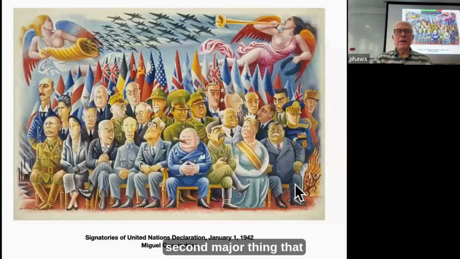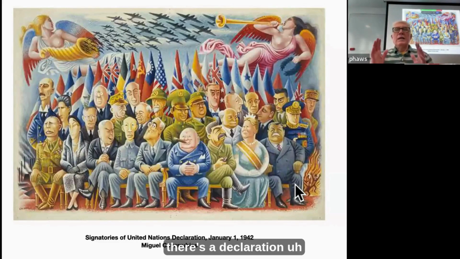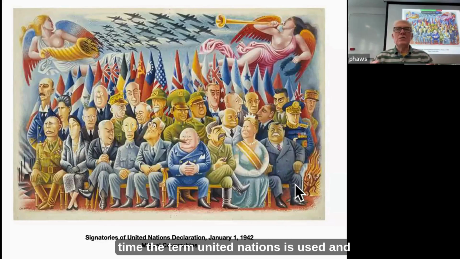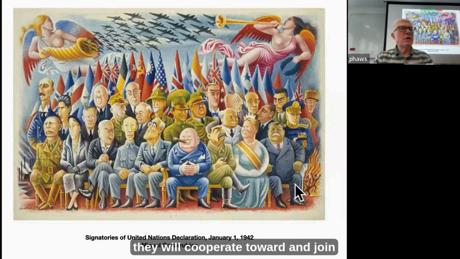The second major thing that Roosevelt does, on January 1st, 1942, there's a declaration of the United Nations. It's the first time the term United Nations is used. And Roosevelt insists on this. It's a statement from 22 countries that signed it, that they will cooperate and join together to defeat the adversaries, Nazi Germany, Fascist Italy, and Japanese militarism. Okay, it's the first time the term United Nations is used.